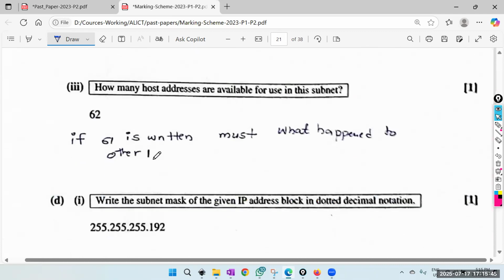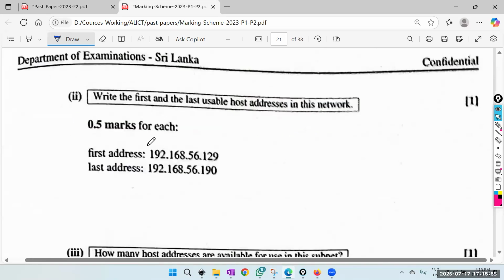So let's look at the answers. I'll look at it from below. Yes, 62. Okay. If 61 is written, what happened to the other one? Okay, I don't know what that is. Anyway, the answer must be 62.